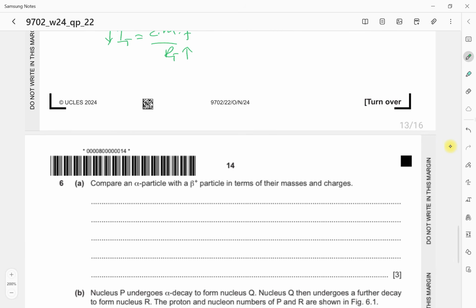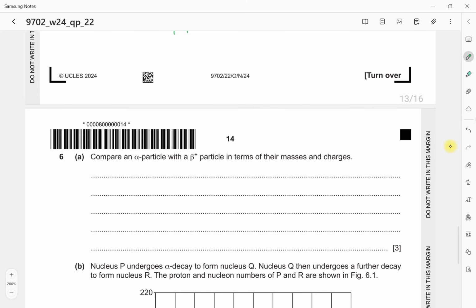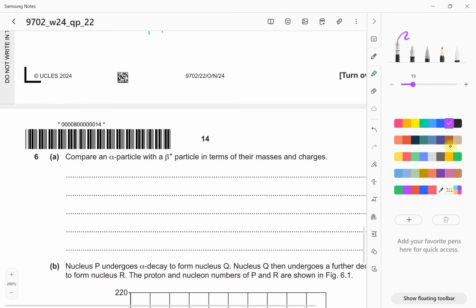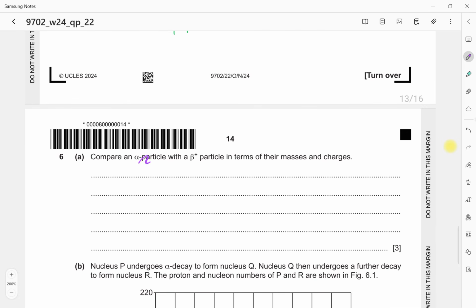And then we go to the last question. Compare an alpha particle with a beta particle in terms of masses and charge. We know that an alpha particle is a helium nucleus, which is He 4 2. The mass is 4 U, the charge is 2E, positive. Then beta is an electron, beta plus. So the mass is 1 over 1840 U, and then the charge is just plus E.